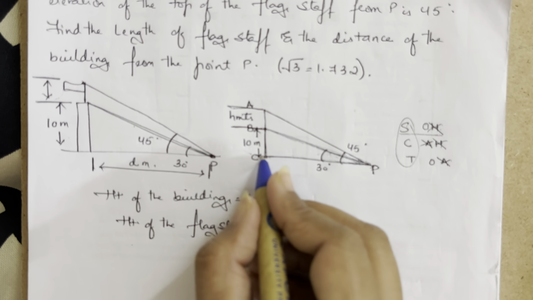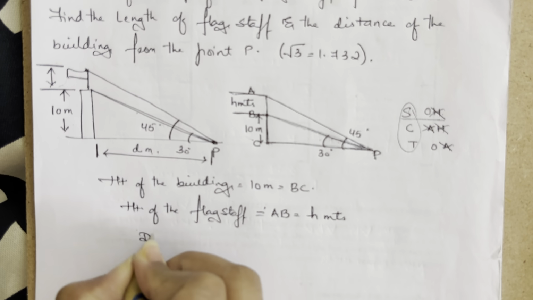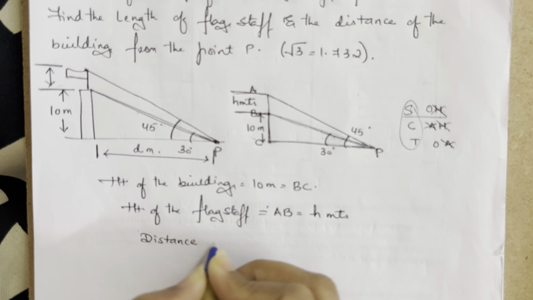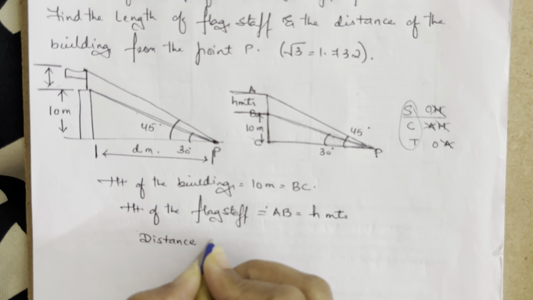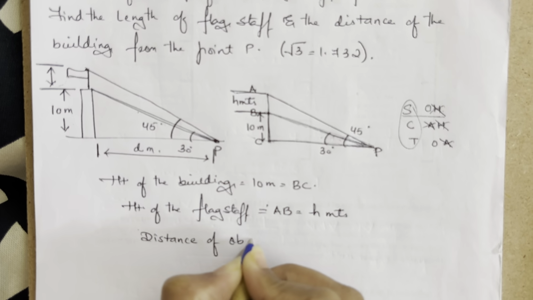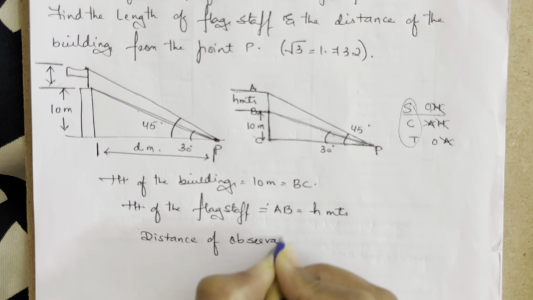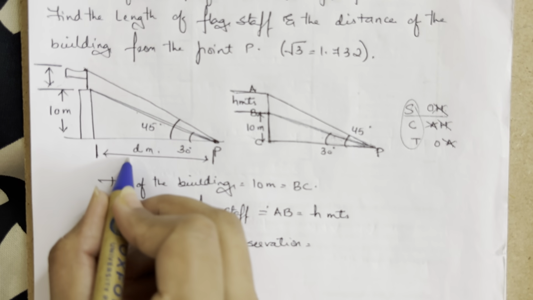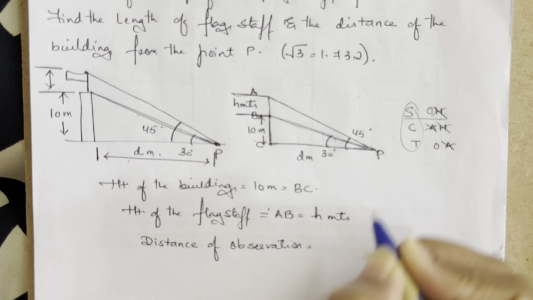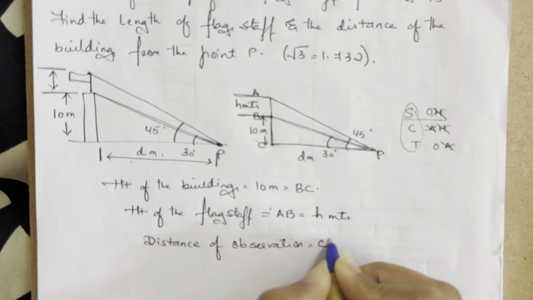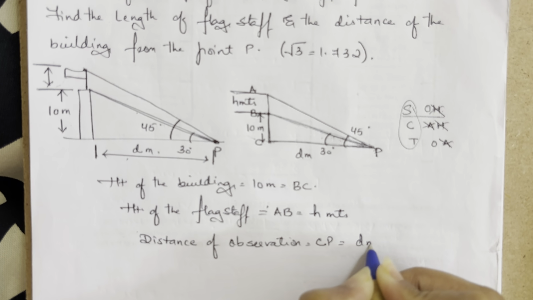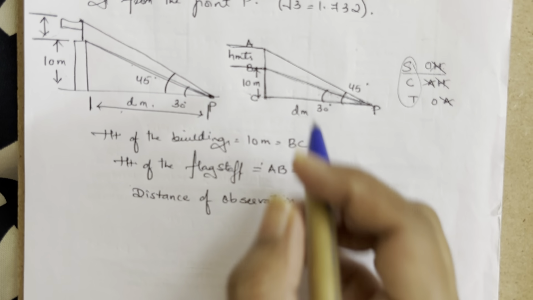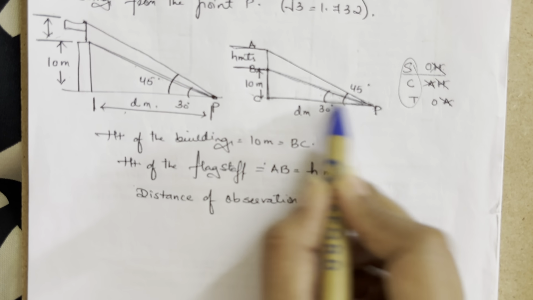Distance of observation is equal to, I don't know what this is, so we took it as D meters. You also will take it as D meters, which is CP, which is going to be D meters. Okay, now after that I have seen that I am taking this particular triangle.